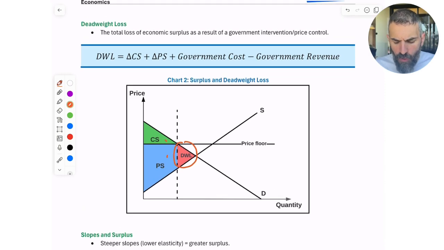And this long formula here, don't overthink the formula. It just captures how you would calculate deadweight loss. So deadweight loss is any changes to consumer surplus plus any changes to producer surplus plus any cost to the government minus any government revenues. So if you don't have a government cost or a government revenue, you can ignore those parts at the end. Those are for specific situations where the government actually gets involved. Again, we'll come back to that. Don't worry about that just yet.